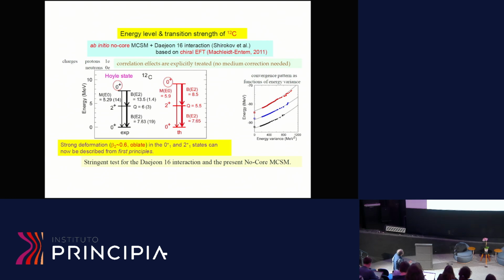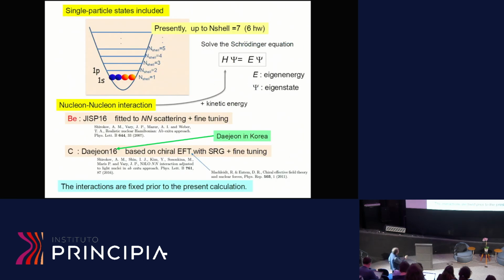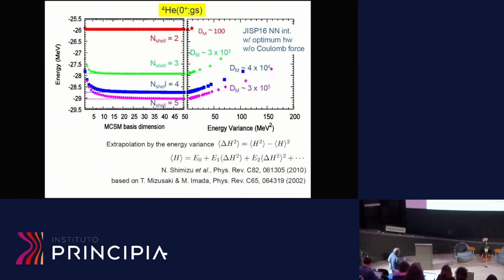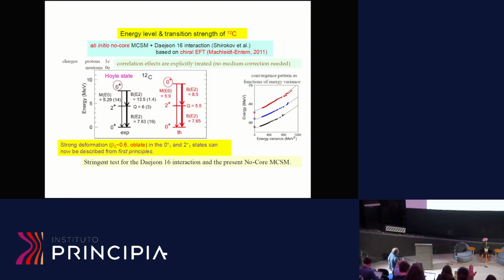That means this initial truncation may not be enough. So for the Hoyle state, we may have to go to N_max equal to 8 or 9, but present computer resources don't allow us to do such calculations. So we have to deal with this.